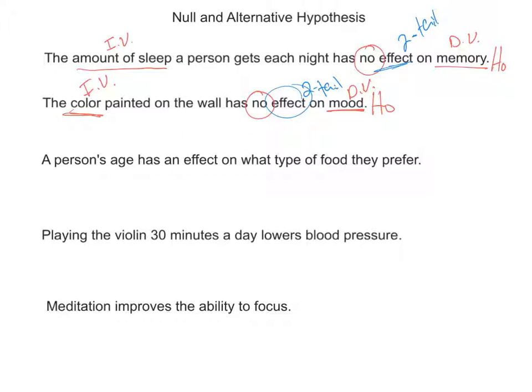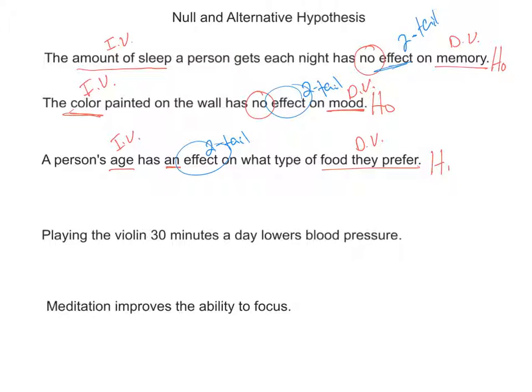Okay. A person's age has an effect on what type of food they prefer. So this would be an alternative hypothesis, right? Because let's look here, has an effect. If it was a null hypothesis, it would be a person's age has no effect. But this is the opposite of the null. Age would then be the independent variable, what you, as the researcher, are selecting for, and the food they prefer is the dependent variable. And it would be a two-tailed test, again, because of this effect right here. So it's two-tail, but it's an alternative hypothesis.